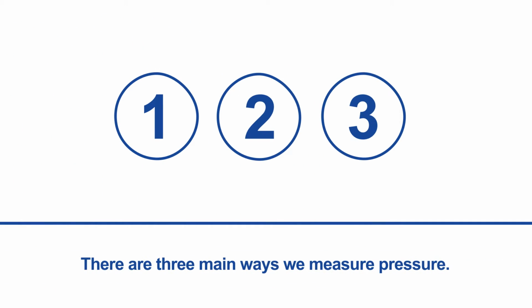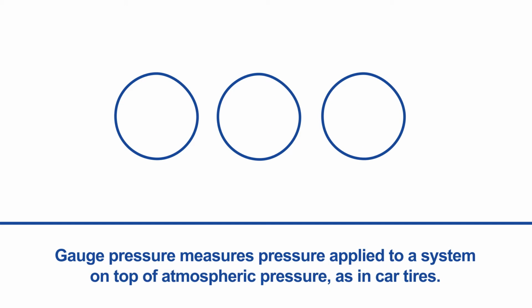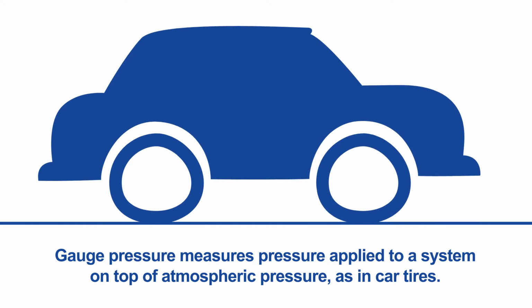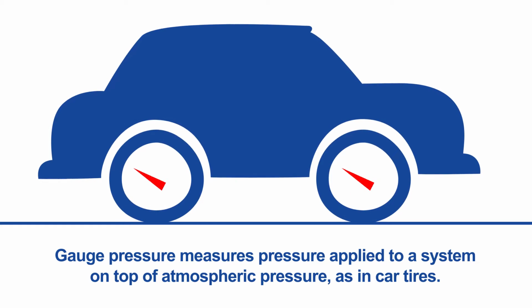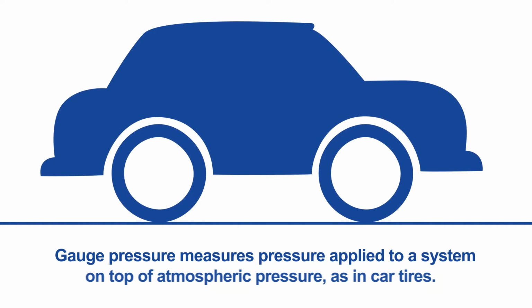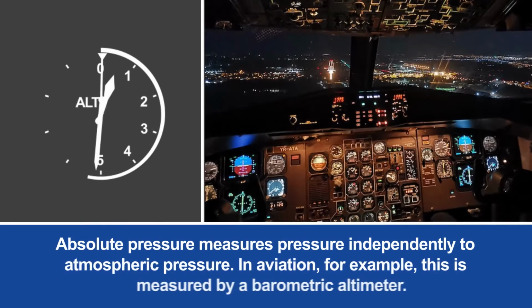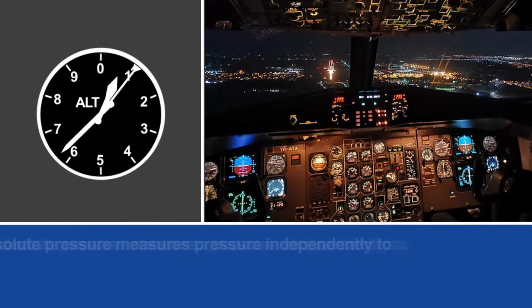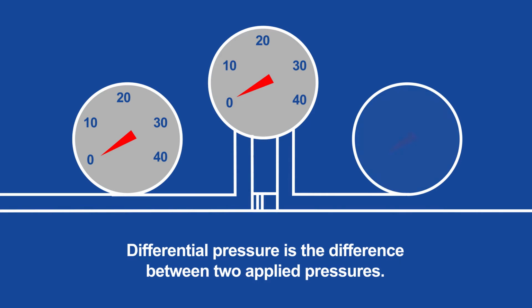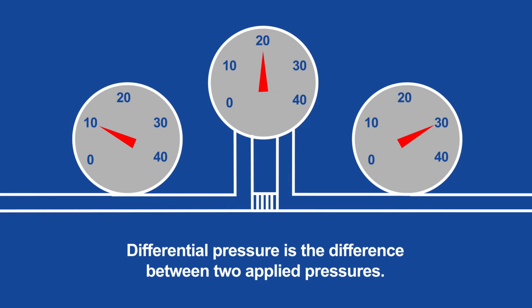There are three main ways we measure pressure. Gauge pressure, also known as ambient pressure, measures pressure applied to a system on top of atmospheric pressure, such as in car tires. Absolute pressure is measured independently of atmospheric pressure, for example, where the peak of a vacuum needs to be monitored. In aviation, this is measured by a barometric altimeter. Differential pressure measures the difference between two applied pressures.